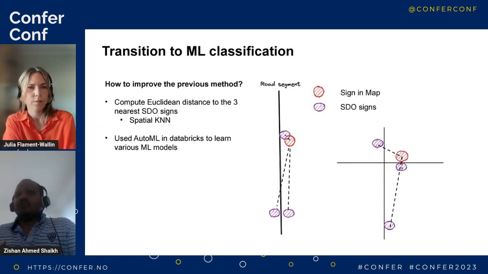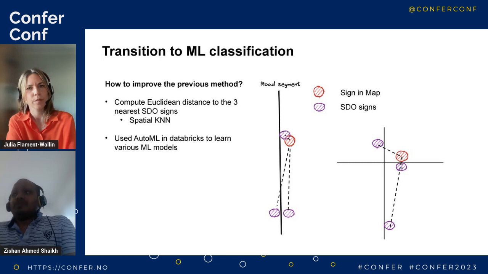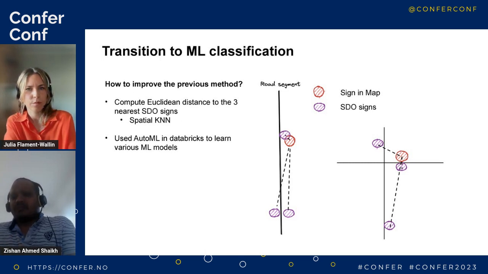Yes, how do we go about this process? So we present this as a machine learning classification problem, a binary classification of whether a sign is a superfluous sign or not. What are the features we provide to the model to make this classification? Basically, we compute the three nearest neighbors with spatial KNN. For one sign on the map, you would find the three nearest SGS signs of the same type.